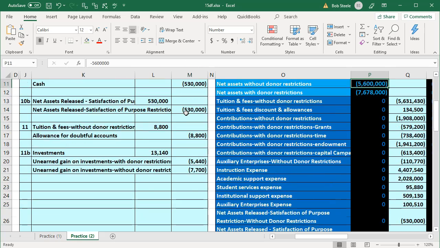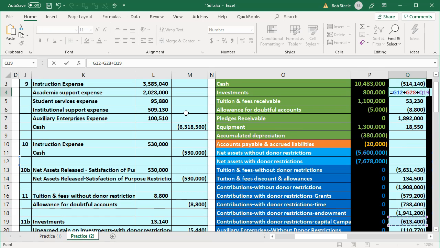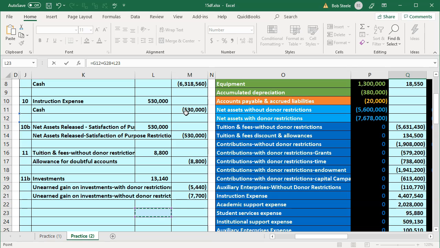We're going to scroll back up top to the investments. So here is the investments account. We are in cell Q4. Within Q4, we're going to say F2 plus F2. Then scroll down and pick up our number, that being the 13,140, and enter.